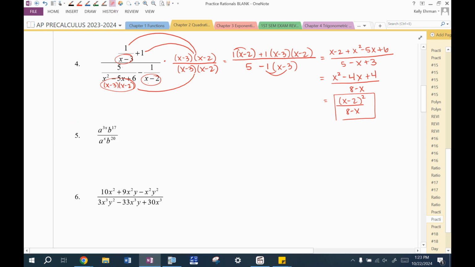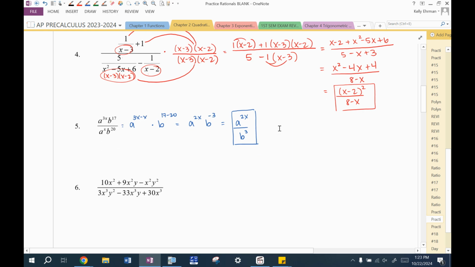So what does that mean here? It means we subtract a to the 3x minus x times b to the 17 minus 20. That's a to the 2x times b to the negative third. And negative exponents get rewritten. So a to the 2x over b to the third. Our next chapter, chapter 3, is about exponential functions, and we will talk more about these exponent rules there. But you should know your exponent rules about when to add, when to subtract, and how to rewrite negative exponents.